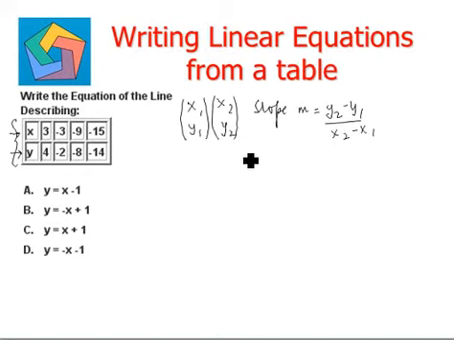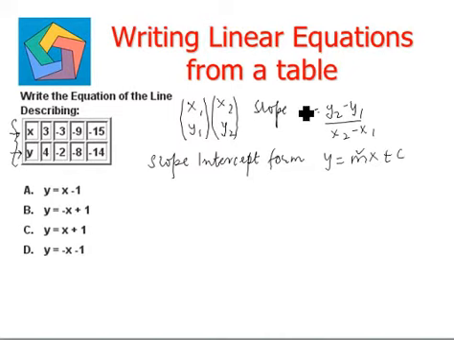Now using the slope intercept form, which is given by the formula y equals mx plus c, we have the value of m that we will find out from here. y and x are also given to us. We can pick the first values from the table, from which we'll find the value of c, and plugging it back in the same equation we will get the equation of the line.